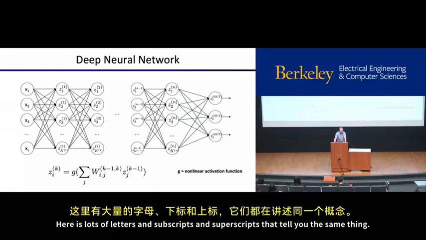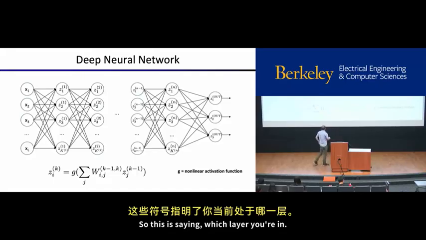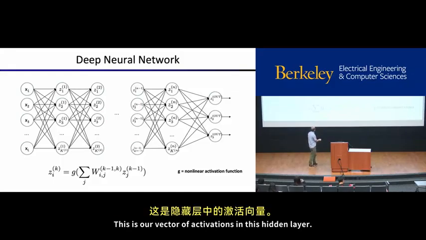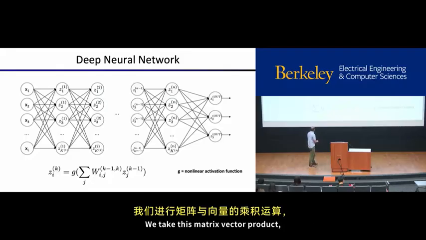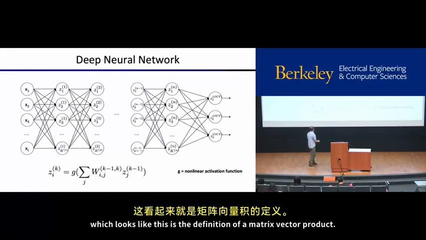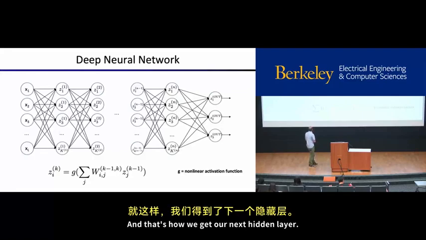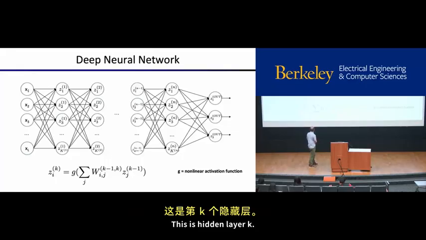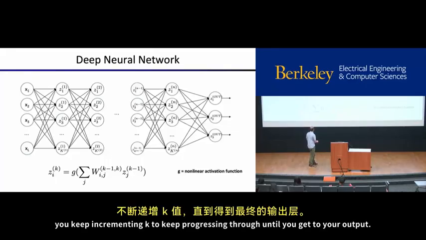Here's lots of letters and subscripts and superscripts that tell you the same thing. So this is saying which layer you're in. This is our matrix. This is the row. This is the column. This is our vector of activations in this hidden layer. We take this matrix vector product, which looks like this, this is the definition of a matrix vector product. And then we take our nonlinear activation, and that's how we get our next hidden layer. So this is the hidden layer k minus 1. This is hidden layer k. You keep going, you keep incrementing k to keep progressing through until you get to your output.